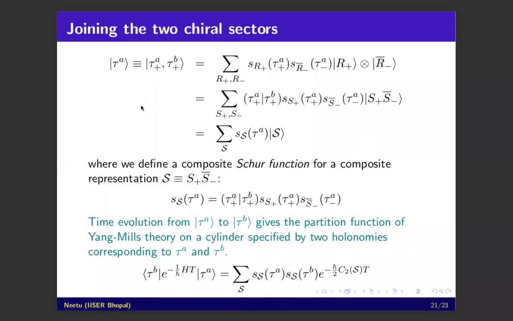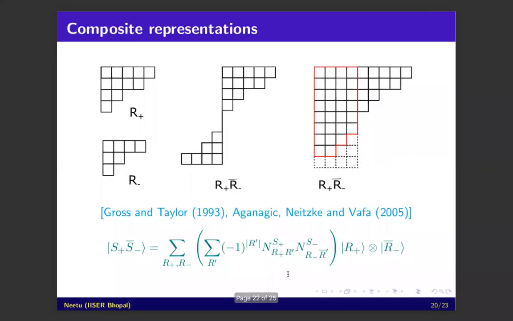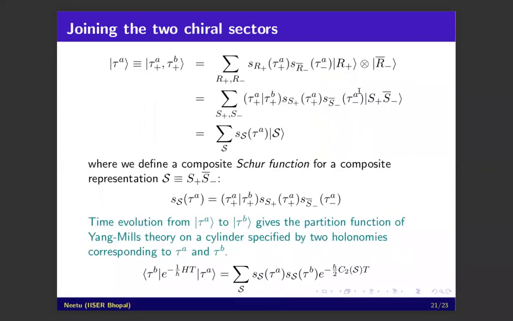So then we write a coherent state for the full Hilbert space, and we use this relation to do that. Here we introduce this composite Schur function for a composite representation, which is the product of individual Schur functions with this multiplicative factor, which depends on these variables tau a and tau b.